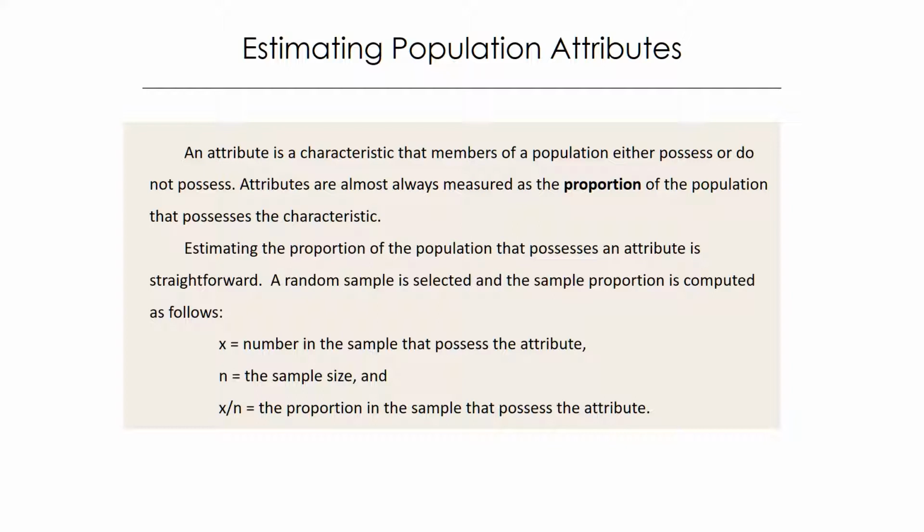X is the number in the sample that possess the attribute, n is the sample size, and then X over n, or X divided by n, is the proportion or fraction in the sample that possess the attribute.